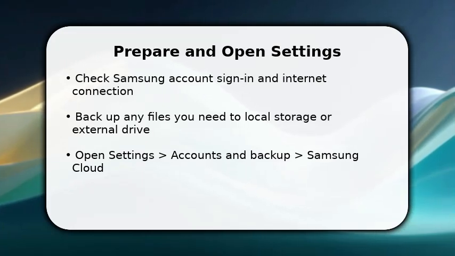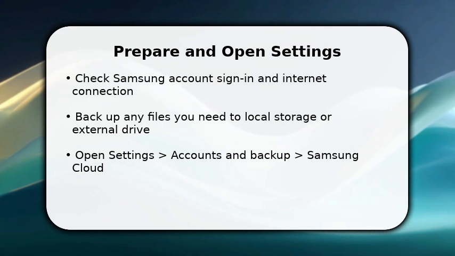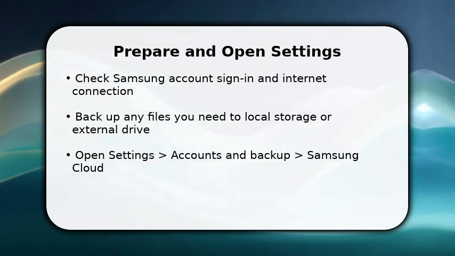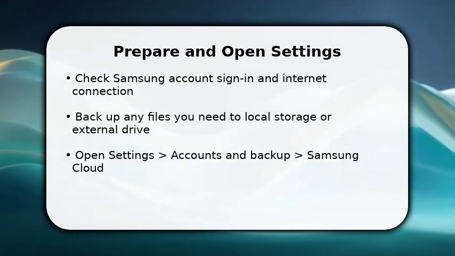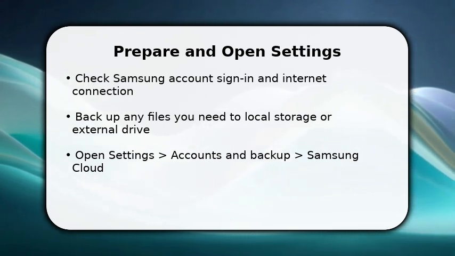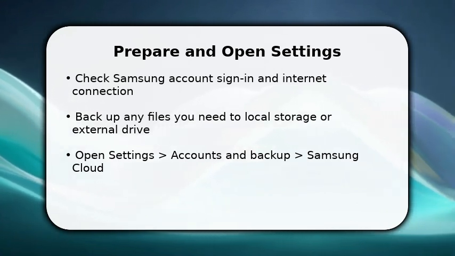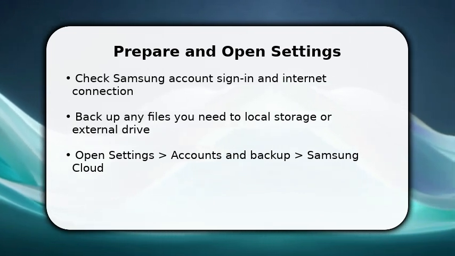You start by confirming your Samsung account is signed in and your Wi-Fi or mobile data is stable. This prevents sync errors. Once done, back up any files you want to keep to the phone or an external drive because deletion is permanent for some items. Then open Settings, go to Accounts and Backup, and select Samsung Cloud to begin. I tell you this so you don't lose important photos or documents during the removal process.